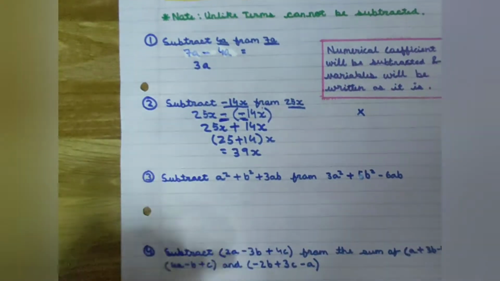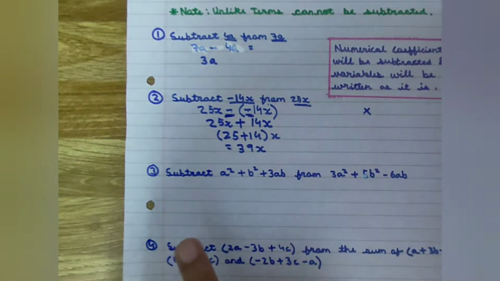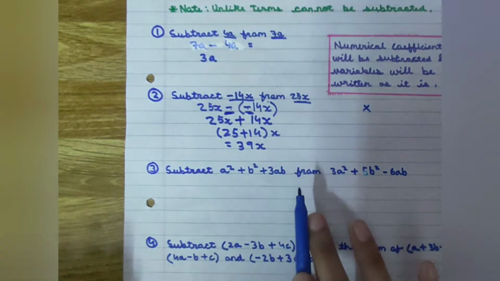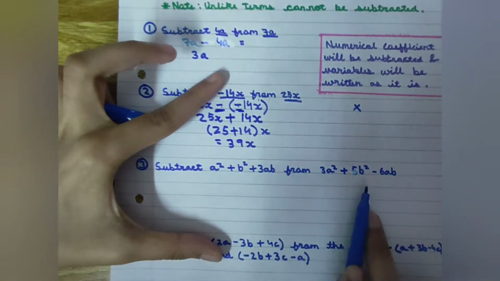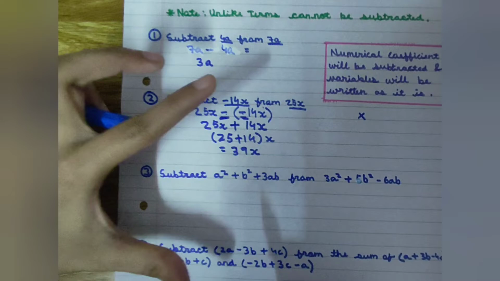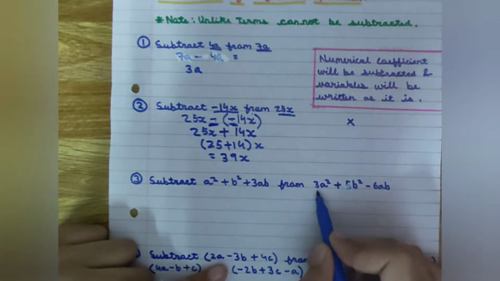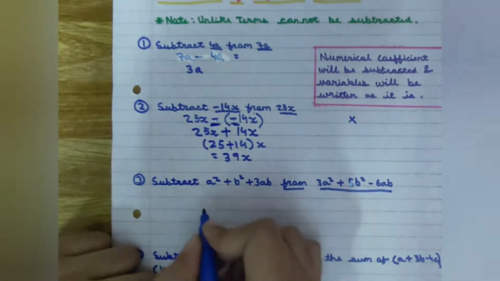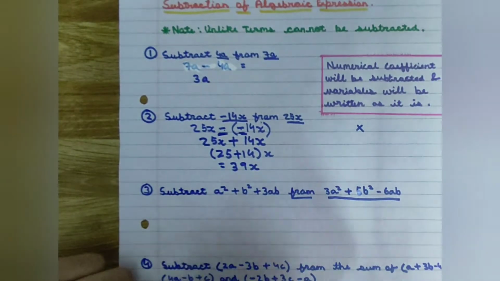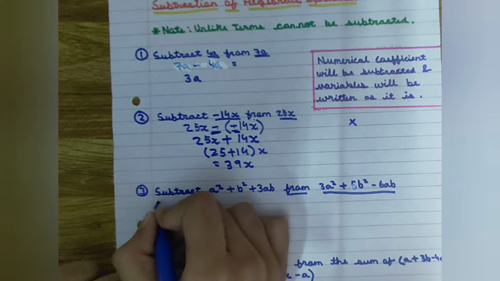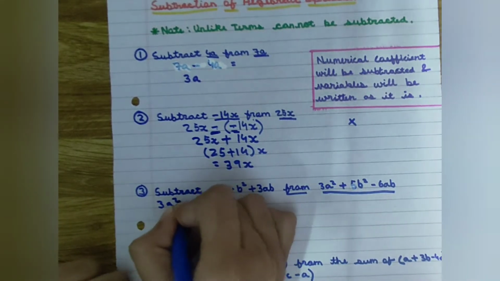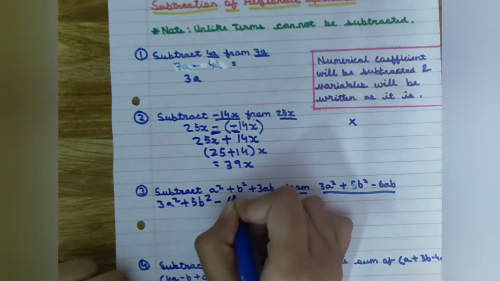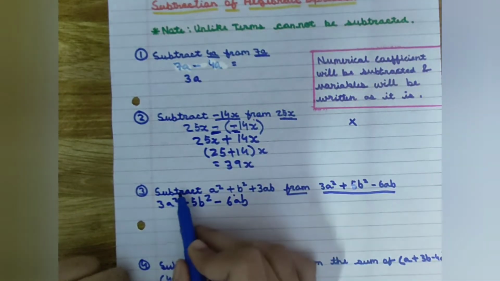Okay, let's take one more example here. We have: subtract a square plus b square plus 3ab from 3a square plus 5b square minus 6ab. This is the second term, and this is a 'from' question, so the second term will be written first, right? So we will write 3a square plus 5b square minus 6ab. And we have to subtract.